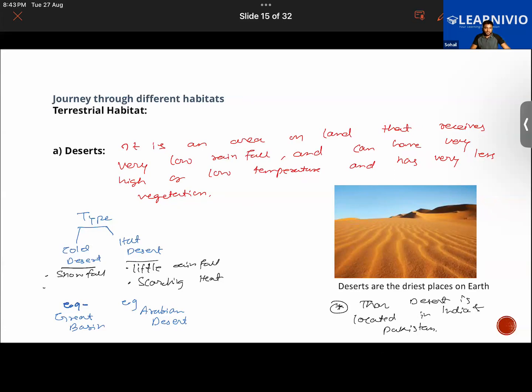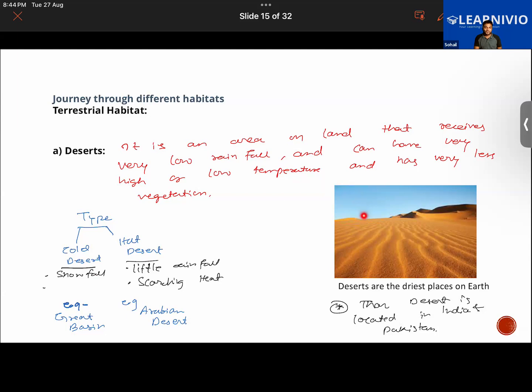So continuing from the terrestrial habitat: terrestrial habitat basically refers to a land habitat, like for example deserts, grasslands or mountainous regions. We did learn that a desert is basically an area on land that receives a very low amount of rainfall, and the temperature is usually very high, though it can be very low also. So there are two types of deserts. One with a high temperature is called a hot desert, while another is a cold desert, where the temperature is extremely low and snowfall is common.